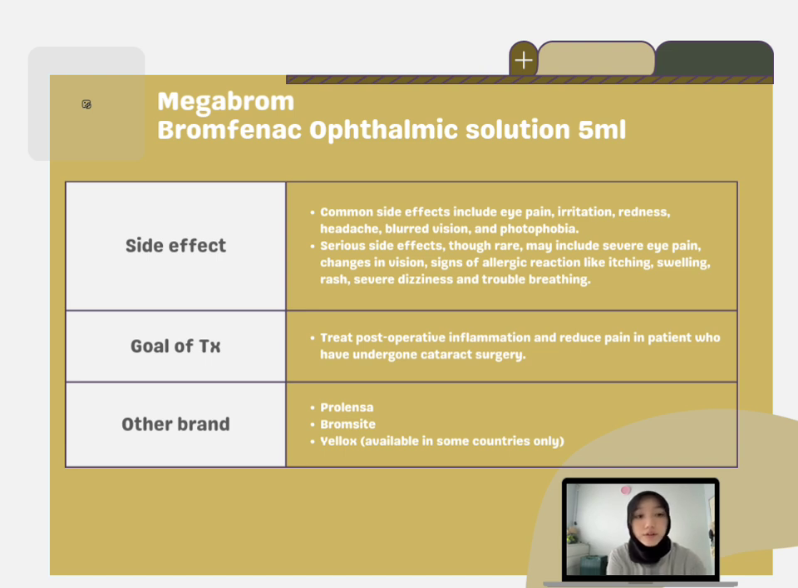Severe side effects, though rare, may include severe eye pain, changes in vision, signs of allergic reaction like itching, swelling, rash, severe dizziness, and trouble breathing. The primary goal of the treatment is to treat post-operative inflammation and to reduce pain in patients who have undergone cataract surgery. Other brands of bromfenac ophthalmic solution could be Prolensa, Bromsite, and Xibrom.